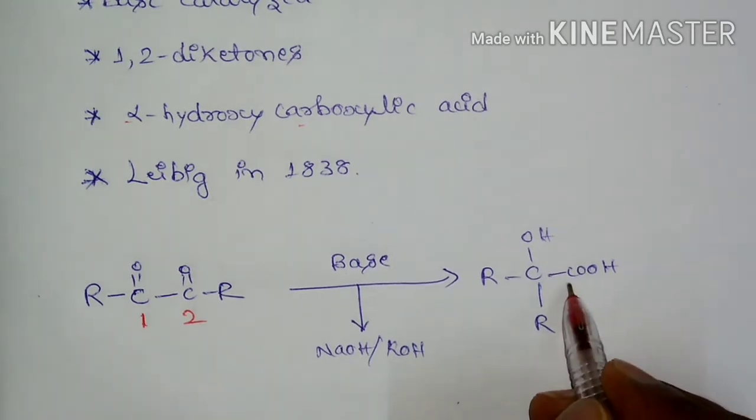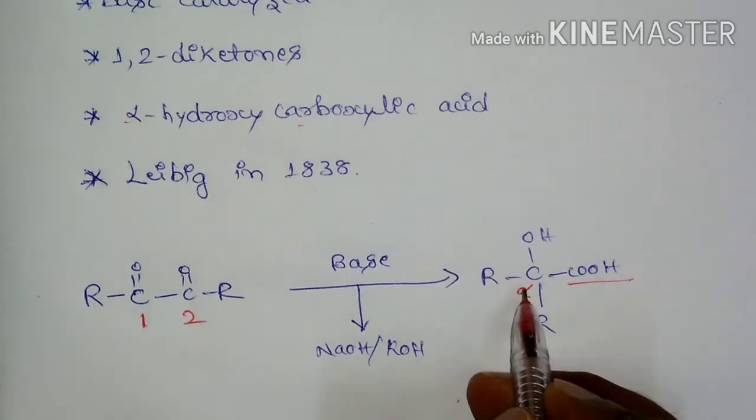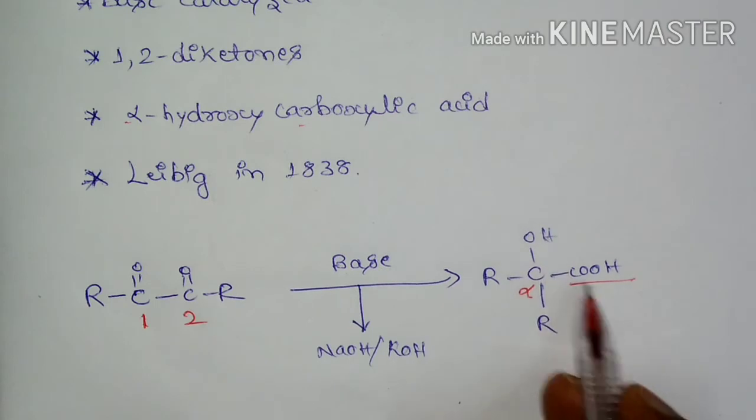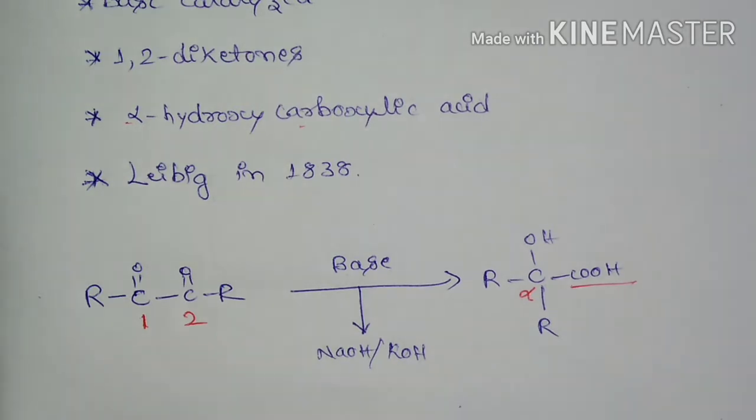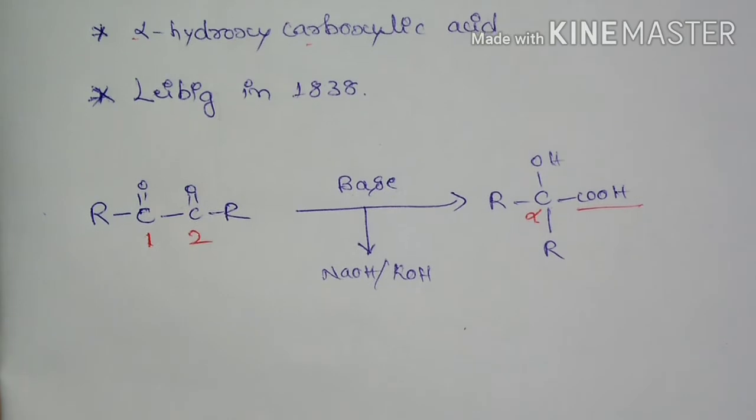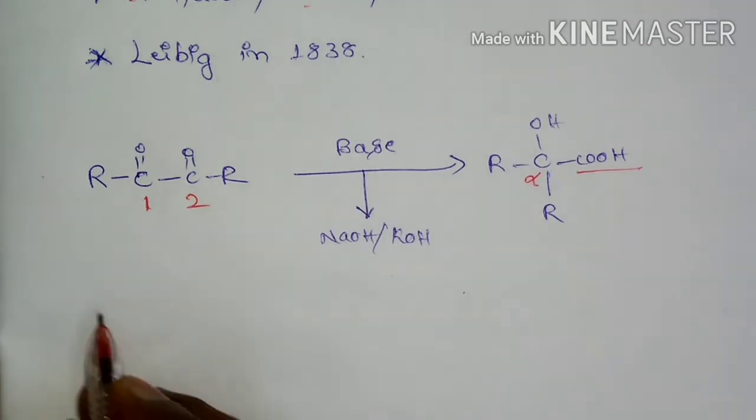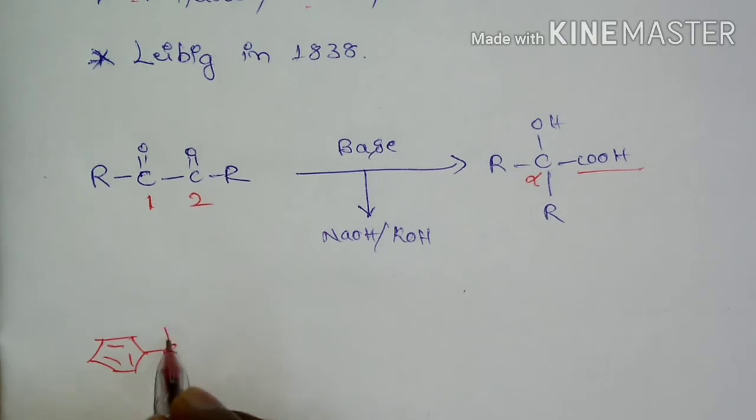So for this carboxylic acid group, this is the alpha carbon. So this alpha carbon is carrying a hydroxy group. So an alpha hydroxy carboxylic acid derivative will be formed. So this is the general reaction. Why it is called benzil-benzilic acid is, if the R group is a phenyl ring, then it is called benzil.